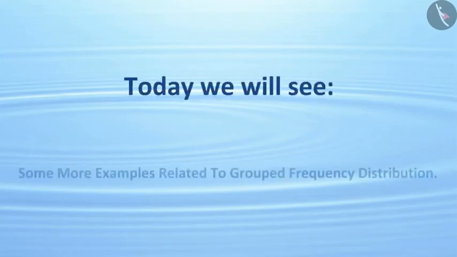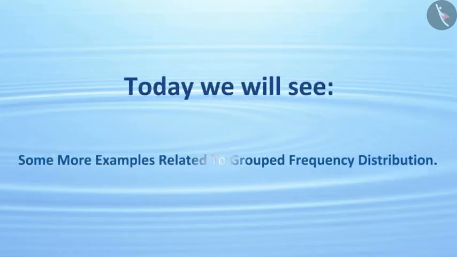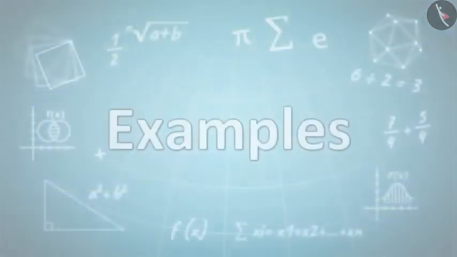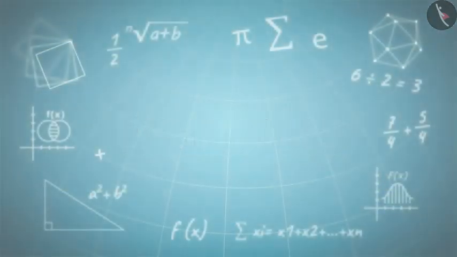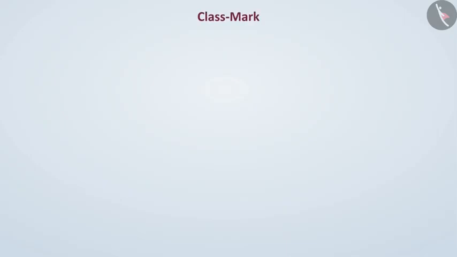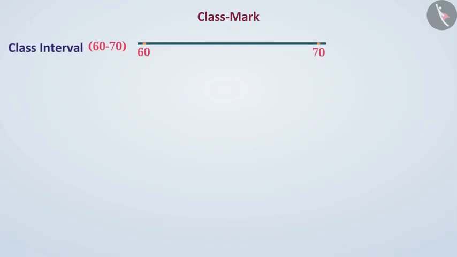Today, we will see some more examples related to grouped frequency distribution. Before looking at any example, let's understand what a class mark is. The midpoint of any class is called the class mark of that class.